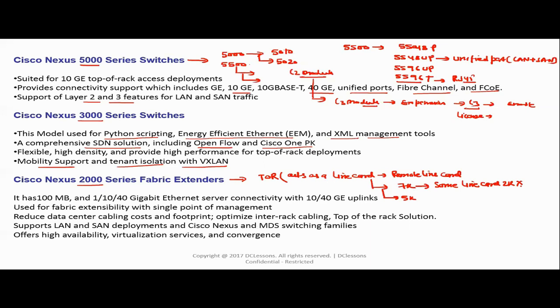It's mostly used as an access layer switch to provide 1 gig, 10 gig, or 40 gig capability, right? It's mostly situated in the top of rack solution. So where you want to have a top of rack solution, right? If you want to optimize the inter-rack cabling, if you want to reduce your cabling cost, you can use 2K. It supports both LAN and SAN deployment.